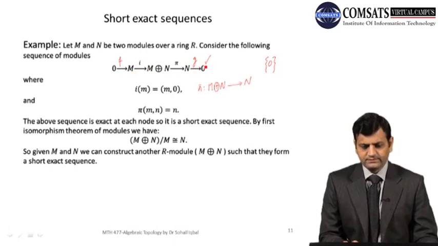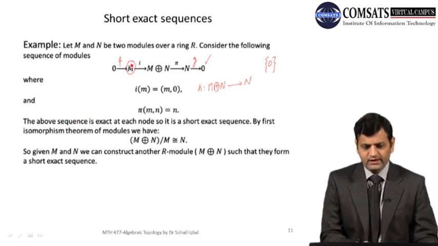So that's how the maps of this short exact sequence are defined, but of course we have to prove that this is exact. So how is it exact? Let's consider this node M. Why is it exact at M? The image of f is 0 inside M, and the image of f should be the kernel of i. What about the kernel of i? It takes elements of M to (m, 0). So the 0 of M plus N is (0, 0).